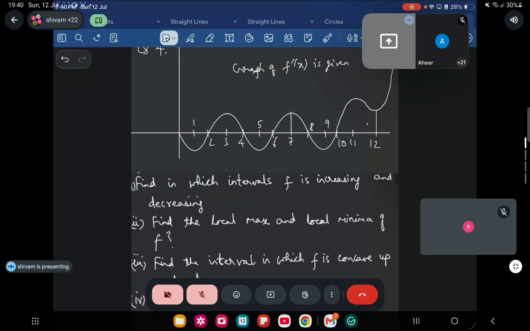It does not matter, because at a single point it does not matter. I had mentioned that it will never confuse you between close brackets and open brackets for the increasing decreasing. So maximum minimum is not correct. Increasing decreasing is correct.